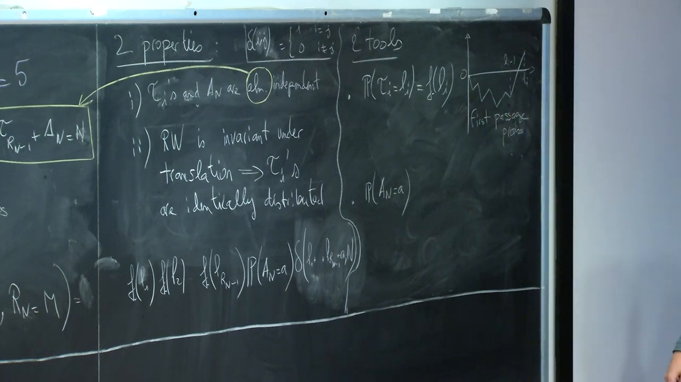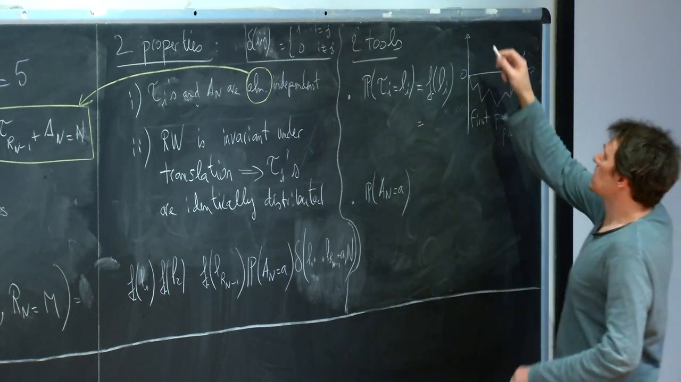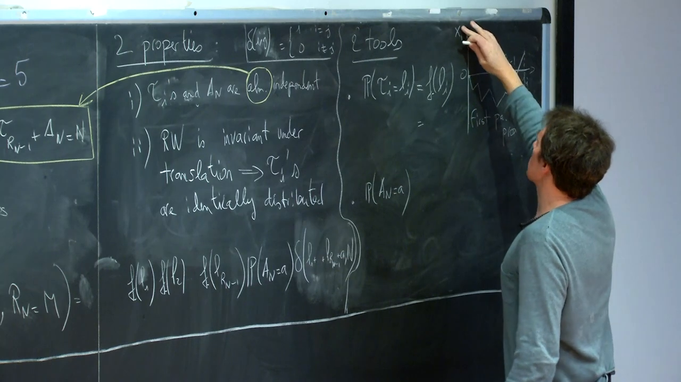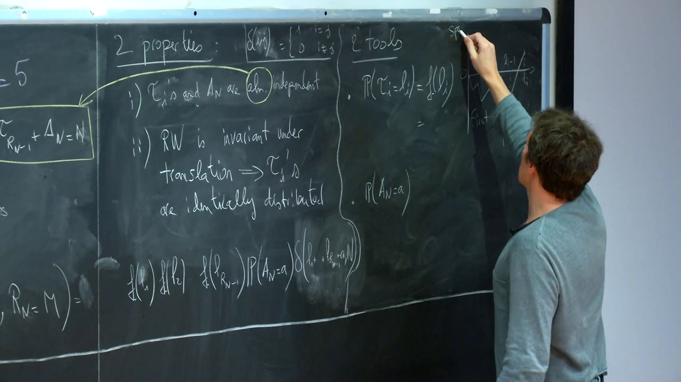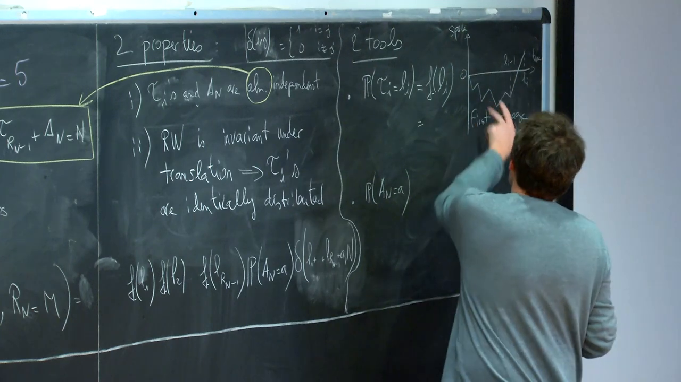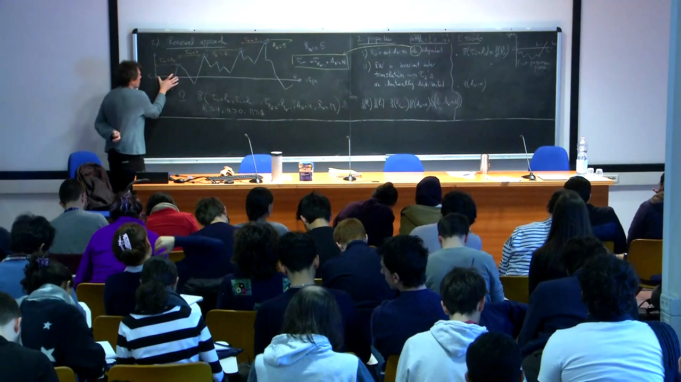Now, you probably also remember that this first passage probability I can actually relate to the survival probability. The vertical axis is x, so it's space and time here. I've just picked one of these segments here. I'm looking just at this segment here.